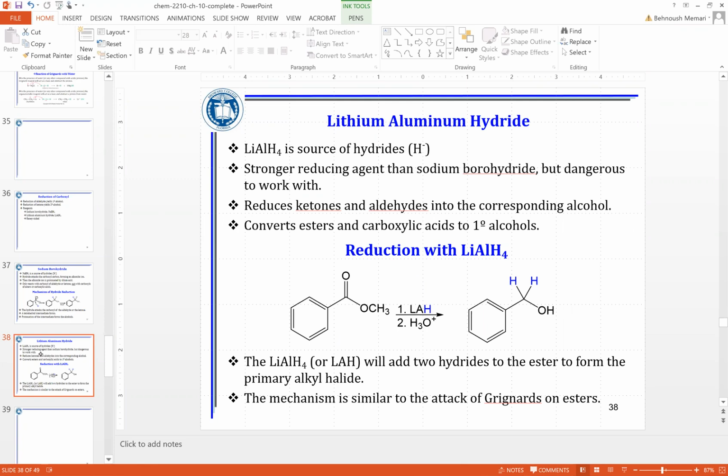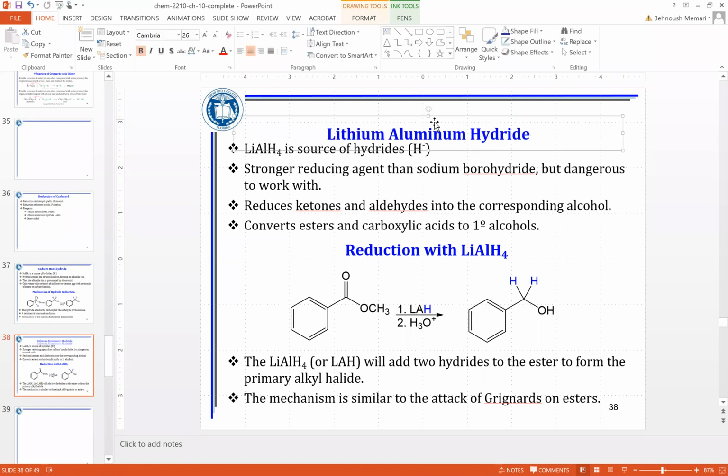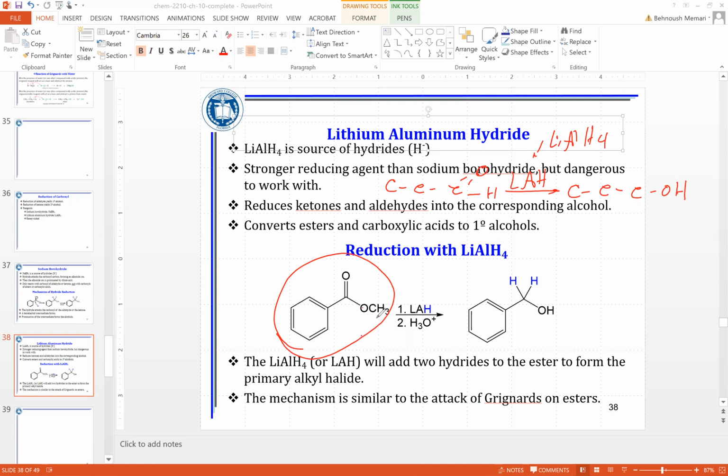Lithium aluminum hydride works the same. Lithium aluminum hydride is stronger than sodium borohydride. It can reduce aldehyde. So if you have aldehyde and you add LAH, the abbreviation for lithium aluminum hydride, it would change to primary alcohol. If you have ketone, it would change to secondary alcohol. It's strong enough that it can also reduce the carboxylic acid and acid derivatives like the ester that we have here. So if you add LAH, it would change to primary alcohol. So with the reduction, you can get primary or secondary, but you cannot get tertiary.